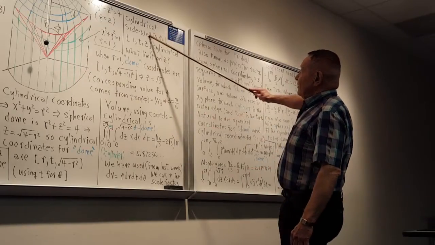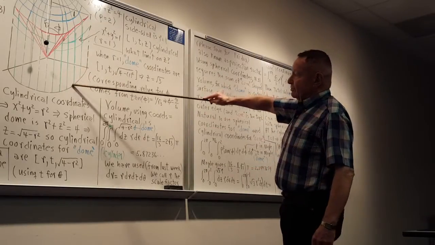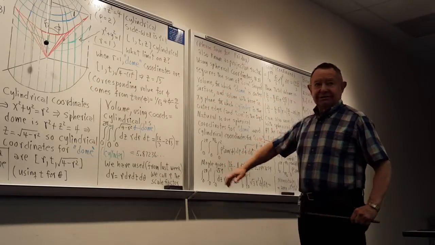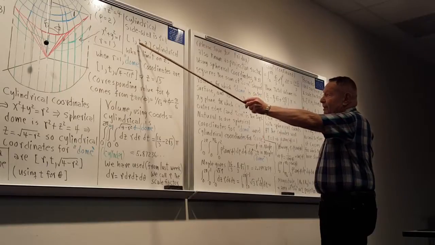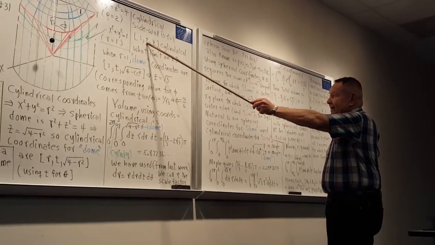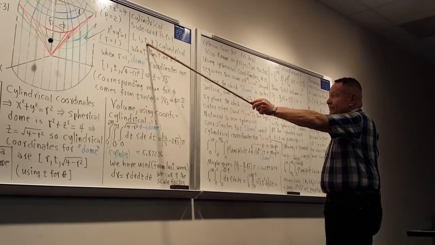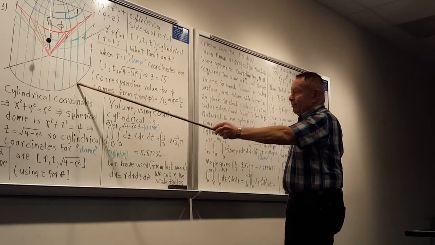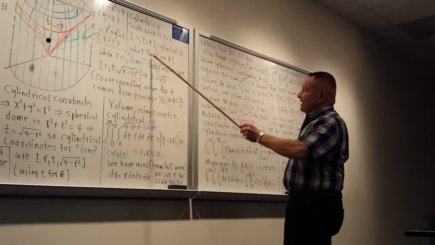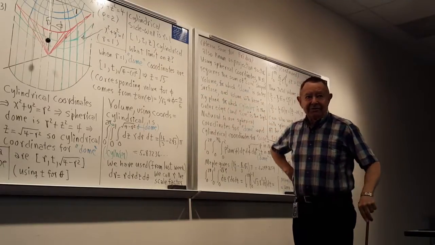And then the next thing I want to do is to get this part. The sidewall, you see, is r equals 1. So in cylindrical coordinates, r is always 1, and then this is the angle, the theta, going 0 to 2 pi, and z is going from somewhere to somewhere. So I have to figure out the limits on z.